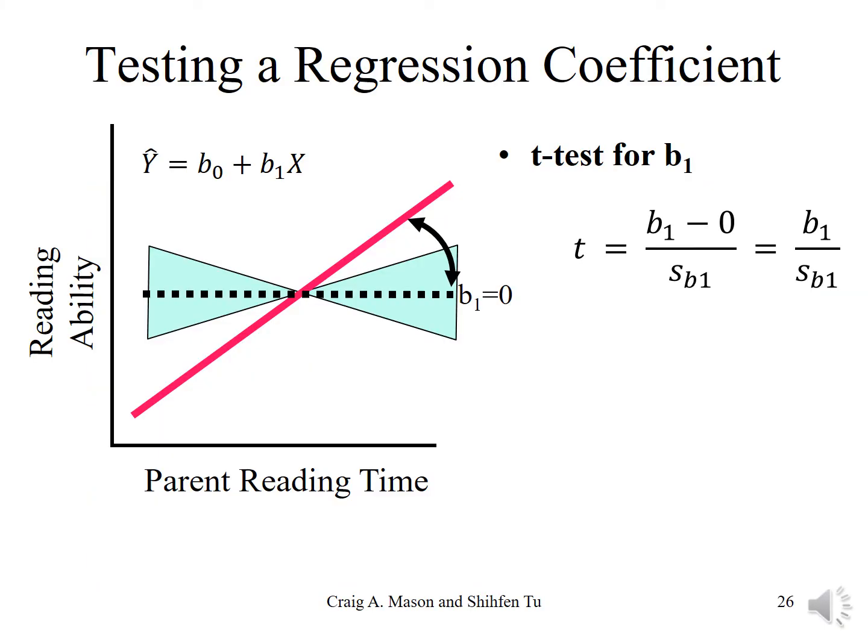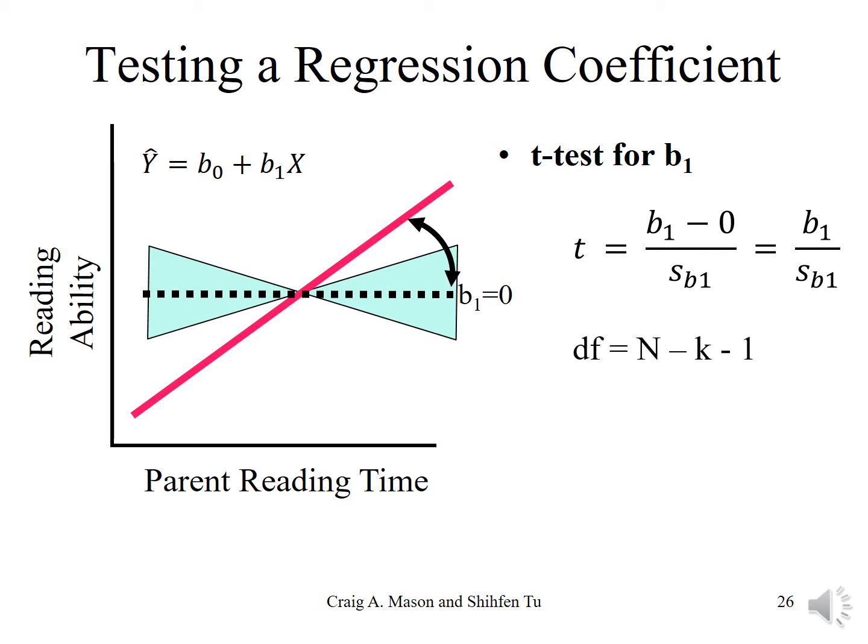So let's do a one-sample t-test. The t-test for our slope is just t equals b1 minus 0 divided by the standard error of the regression coefficient. As you can see, it really is just a one-sample t-test. Now, because we're comparing the observed slope, our b1, to 0, you'll generally see it written just as b1 divided by the standard error of the regression coefficient.